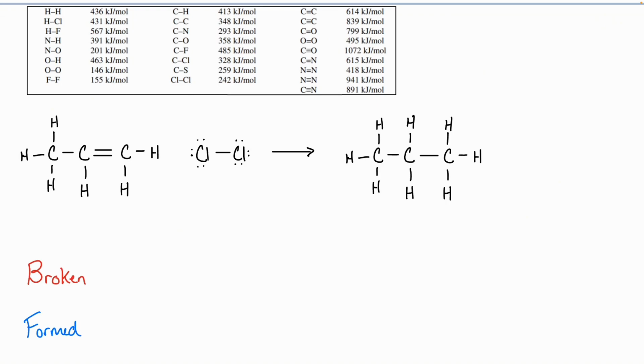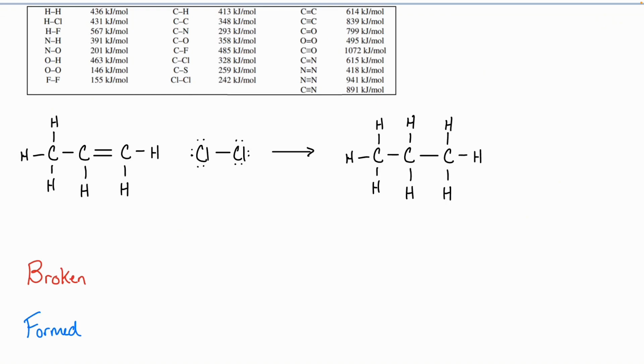What do we see on the left-hand side that isn't on the right-hand side? That would be our bonds that are broken in this reaction. And what do we see on our product side that isn't there on our reactant side? That's what new bonds are going to be formed in our reaction. Right? So it's a simple spot the difference game. What differences do I notice from the left-hand side to the right-hand side?